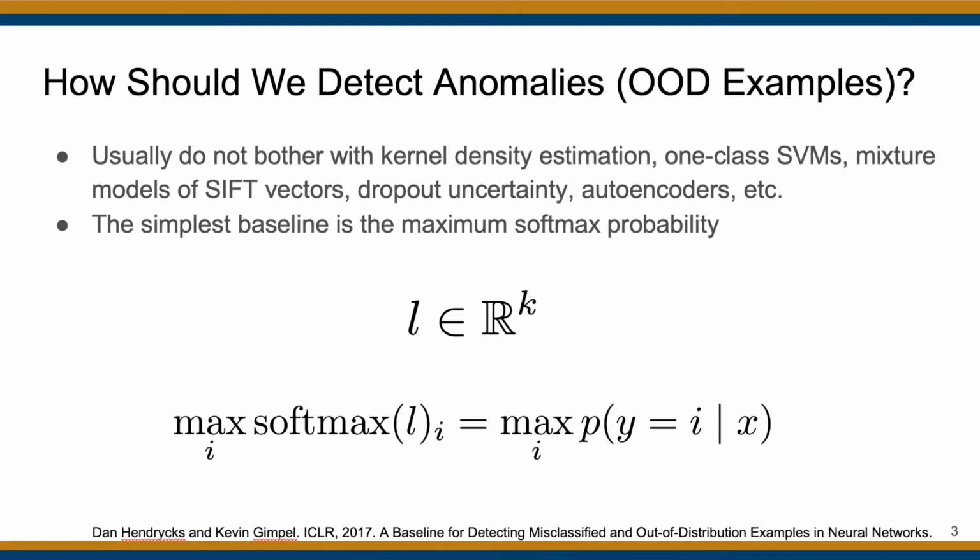So consequently, typical images will tend to have high confidence, and less usual images will have lower confidence. Their confidence still might be high, but it's usually sufficiently lower than that of in-distribution or typical images. So that's one way you can detect anomalies. Just look at the confidence.